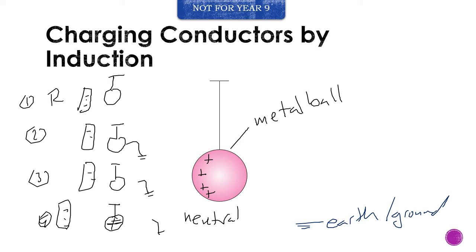Do two neutrons attract? No, two neutrons do not attract. They do nothing to each other.